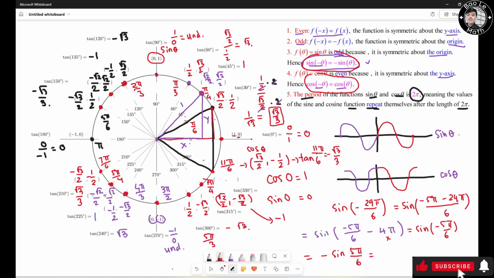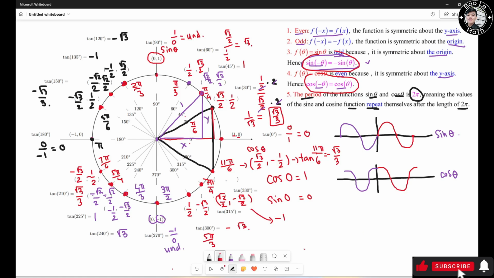Now sine 5 pi over 6 is right here, so sine should be 1/2. You have a negative sine right here. Since sine 5 pi over 6 equals 1/2, the answer should be negative 1/2.